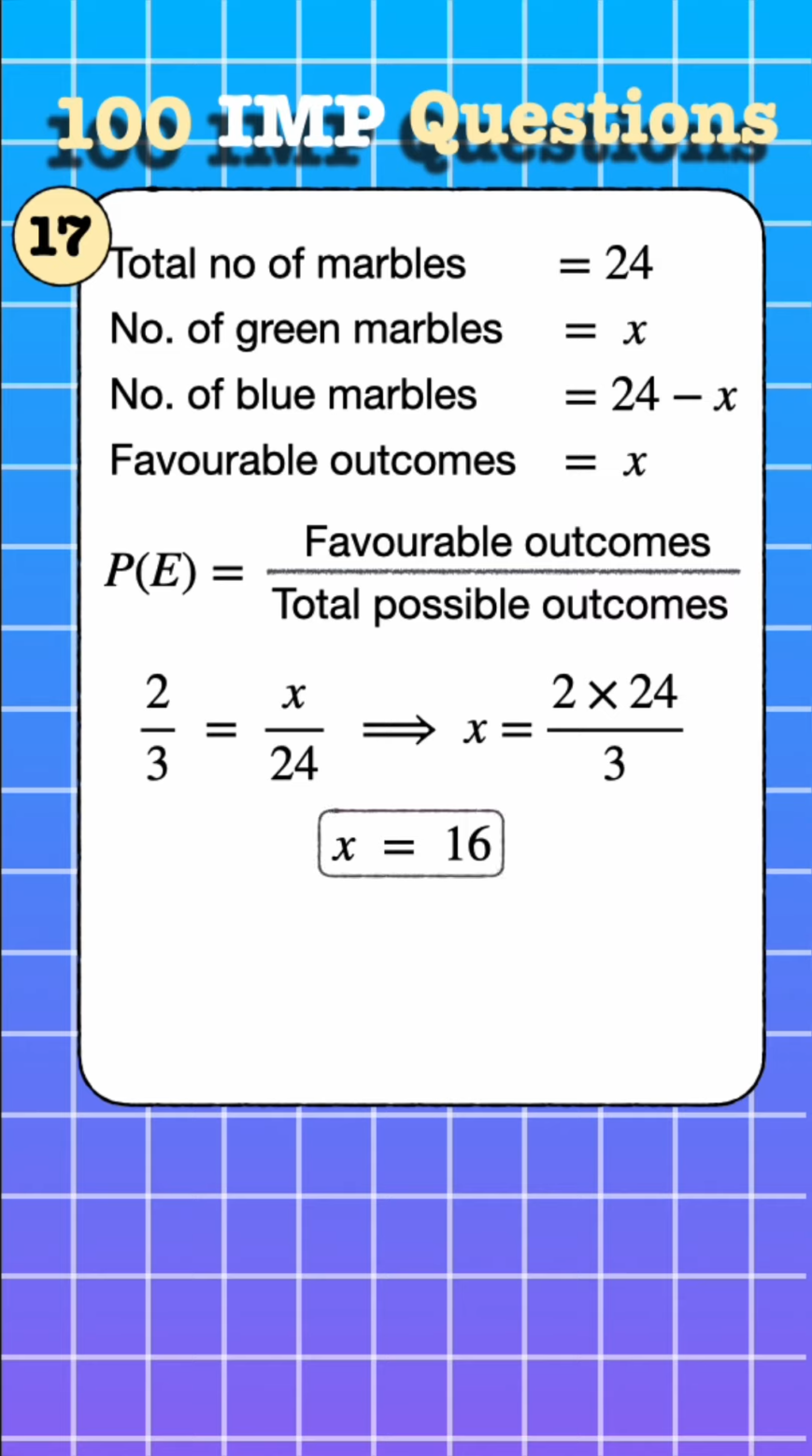Now you can easily calculate blue marbles. Blue marbles will be total marbles minus green marbles, right? So blue marbles are equal to 24 minus 16, and that will give you 8. So there are 8 blue marbles.